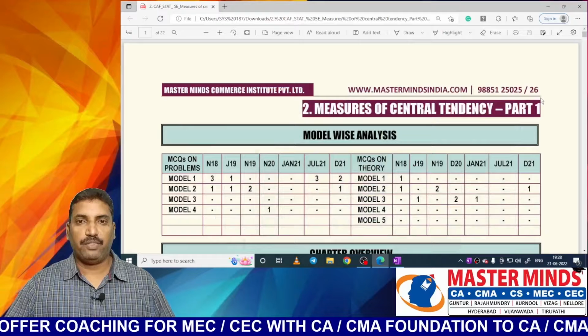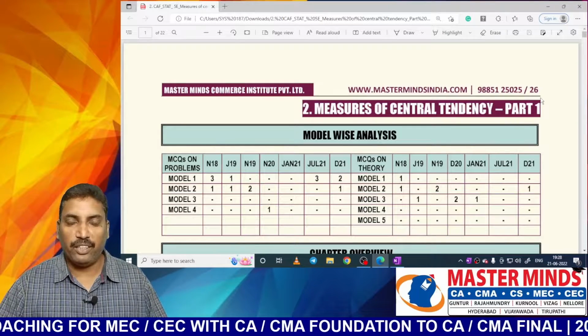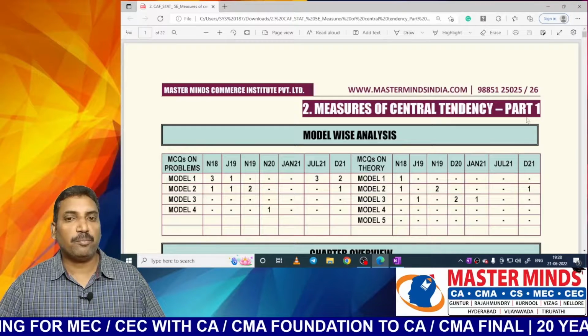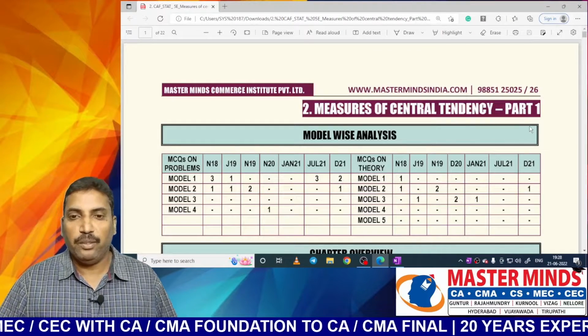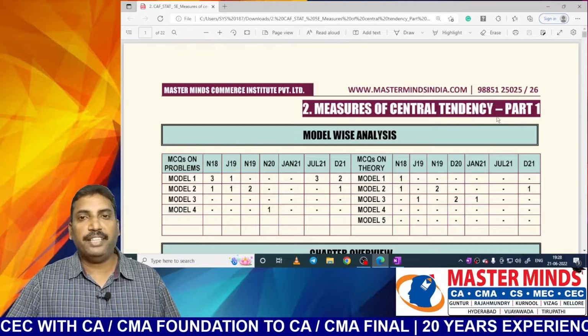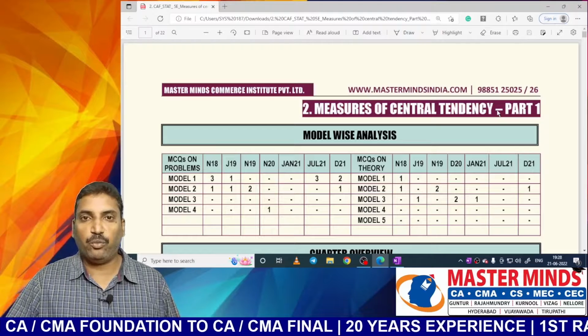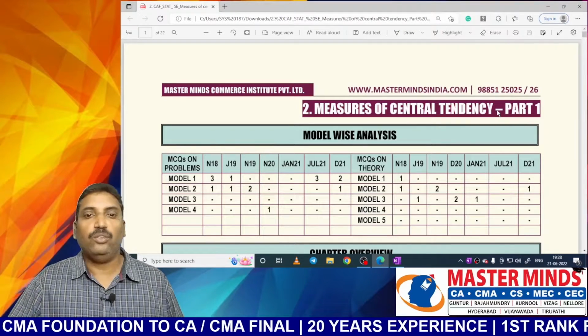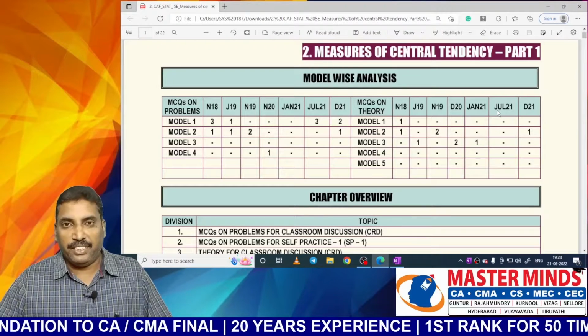Hello students. After completion of the chapter Statistical Description of Data part 1, now we are going to start the chapter Measures of Central Tendency part 1. We divided the chapter Measures of Central Tendency into two chapters, part 1 and part 2. First, we go to the introduction of central tendency.